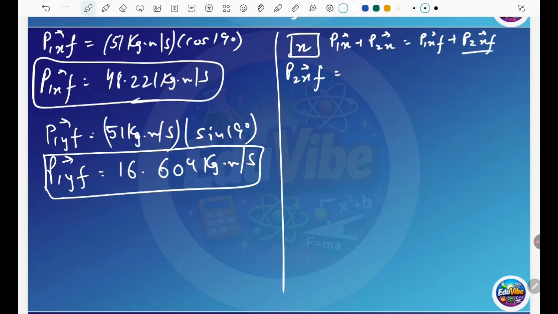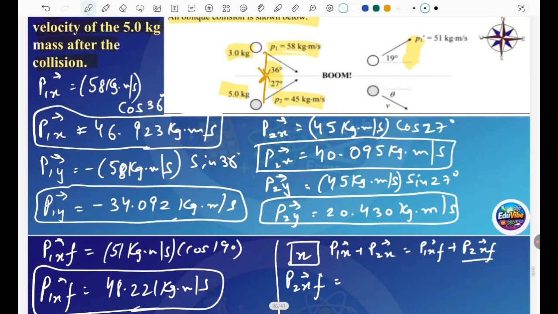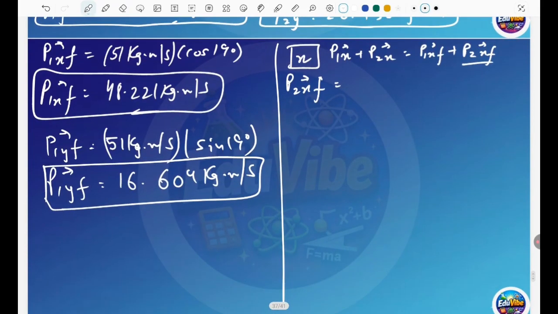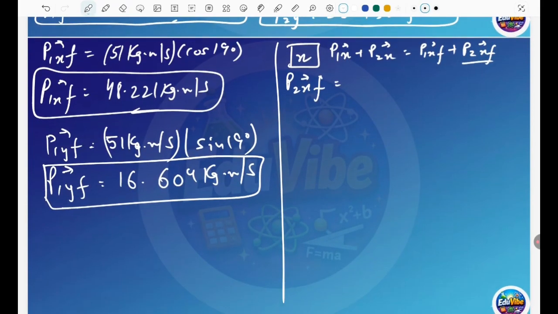We do not have the velocities, we deal with the momentums. Because we calculate all these things with momentums, we plug in only the momentum, not move on to mass times velocity. So we get P1x plus P2x minus P1x final.